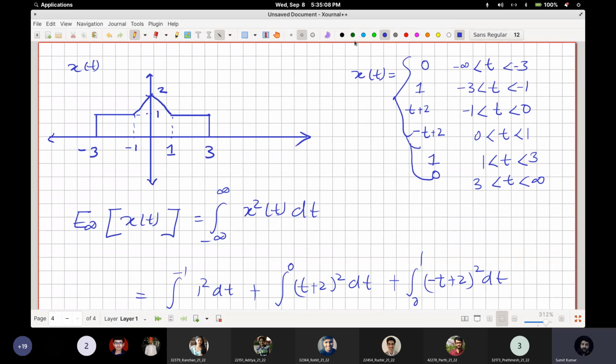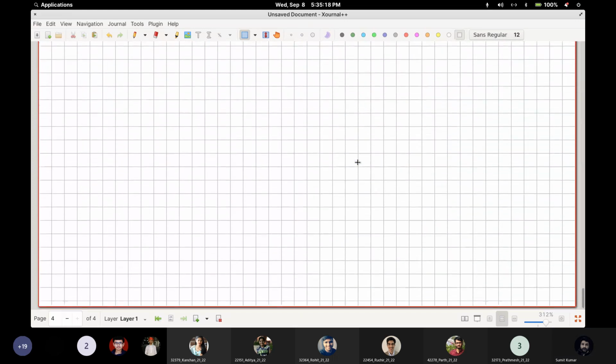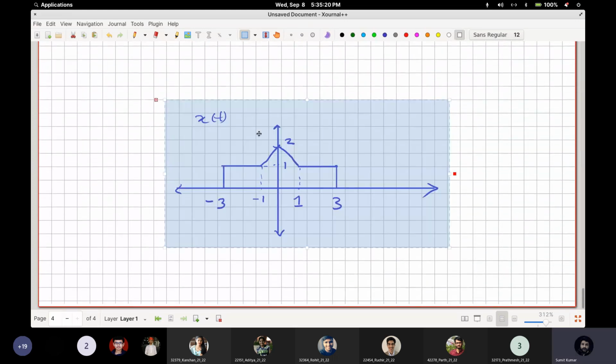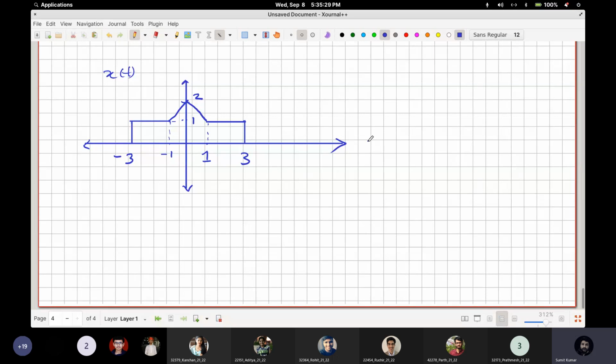Now let me do the same problem, but using the shortcut method that we have just devised. OK, and let's see whether we are able to do that quickly or not. So let me just copy this and paste it here, and let me just try to do this. So I will be writing this as sum of two functions, and one of the functions is like this.